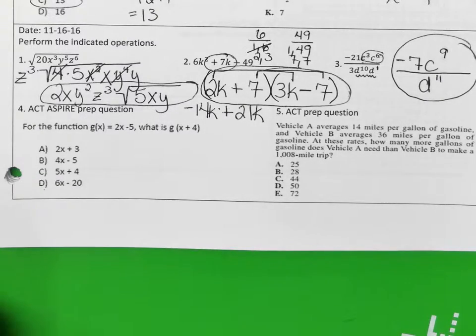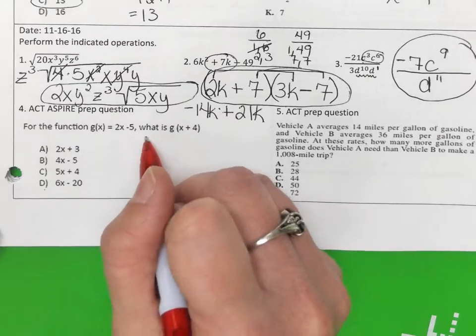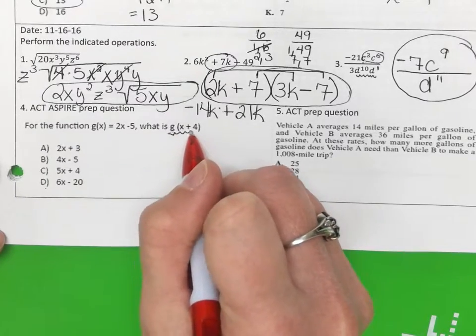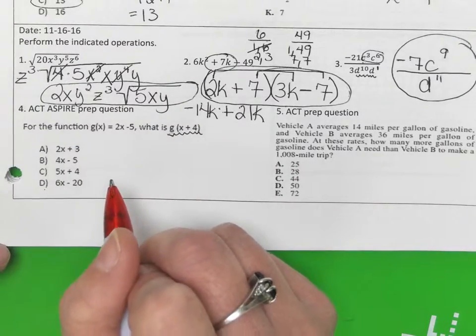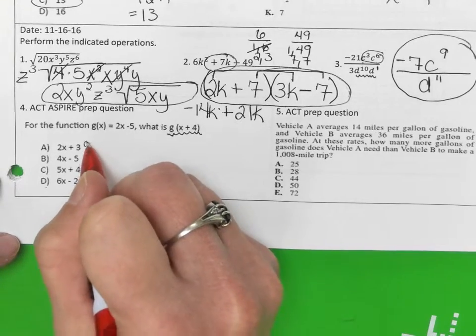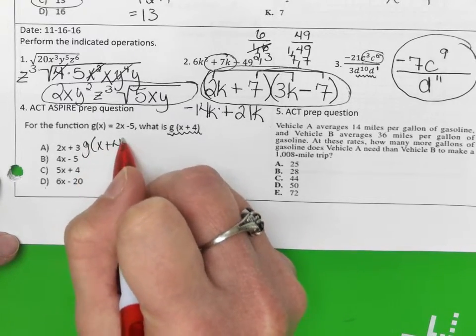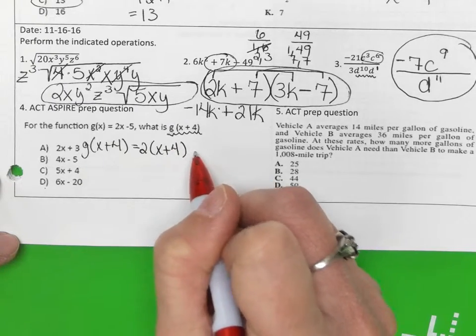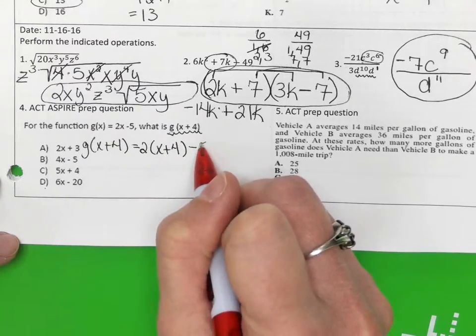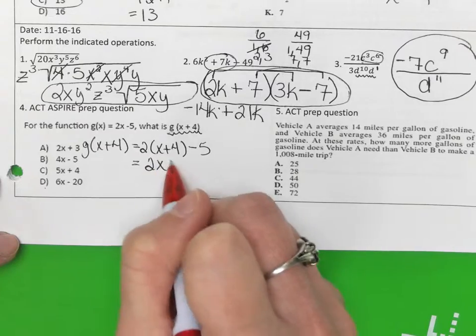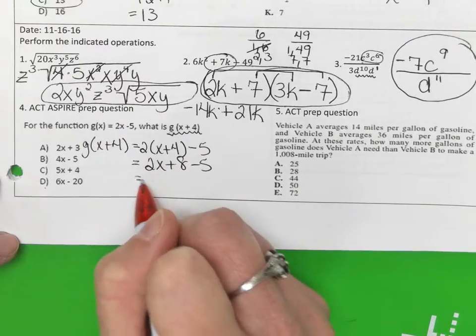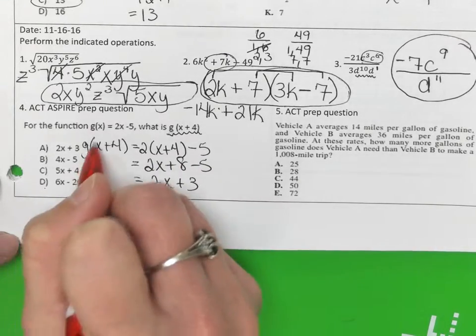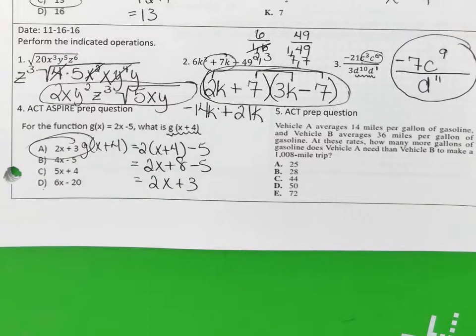Where are we at? For the function g of x equals 2x minus 5, what is g of x plus 4? So what do I do with this? Plug it in for x, okay? It may just be a little funky looking, but you still plug it in. So instead of 2 times x, it's 2 times x plus 4 minus 5. Distribute the 2, you get 2x plus 8 minus 5. Subtract the 8, and you get 3. There you go, which is A.